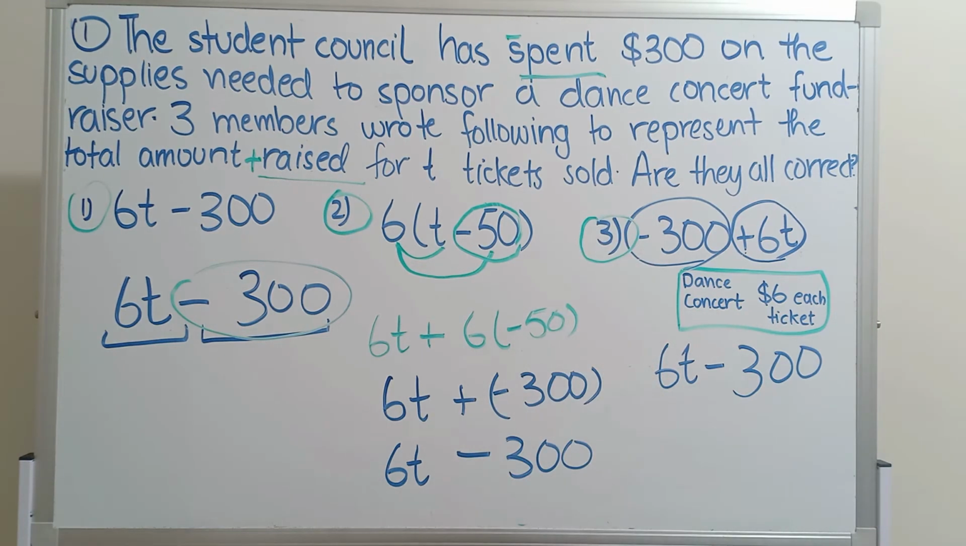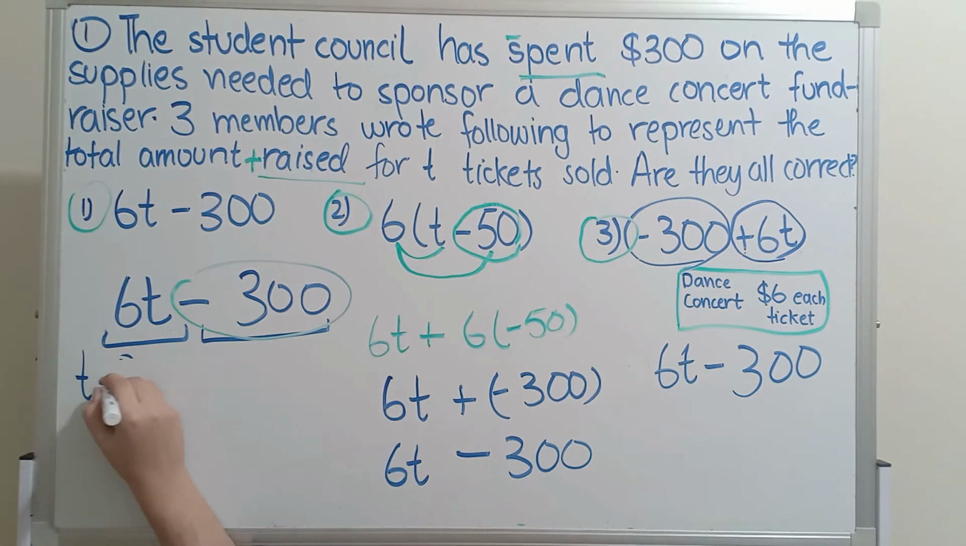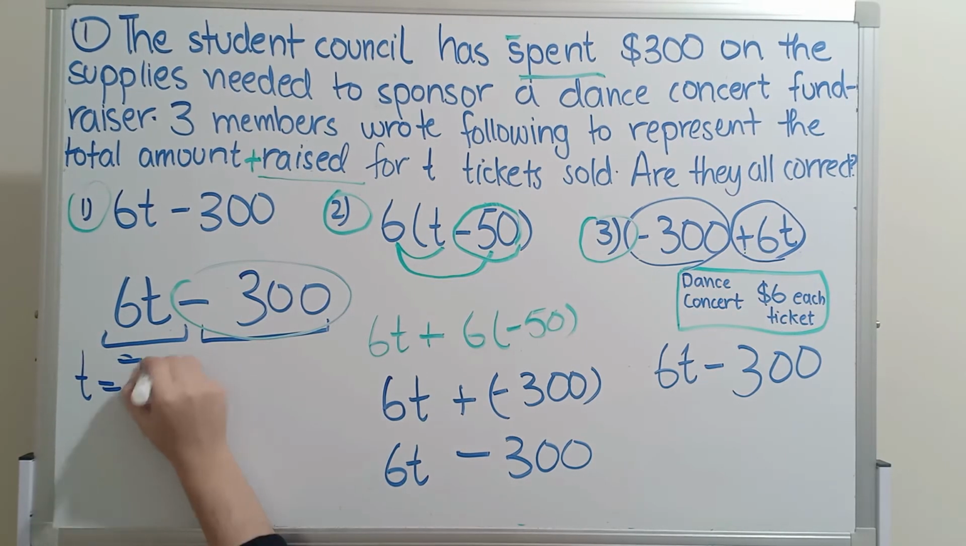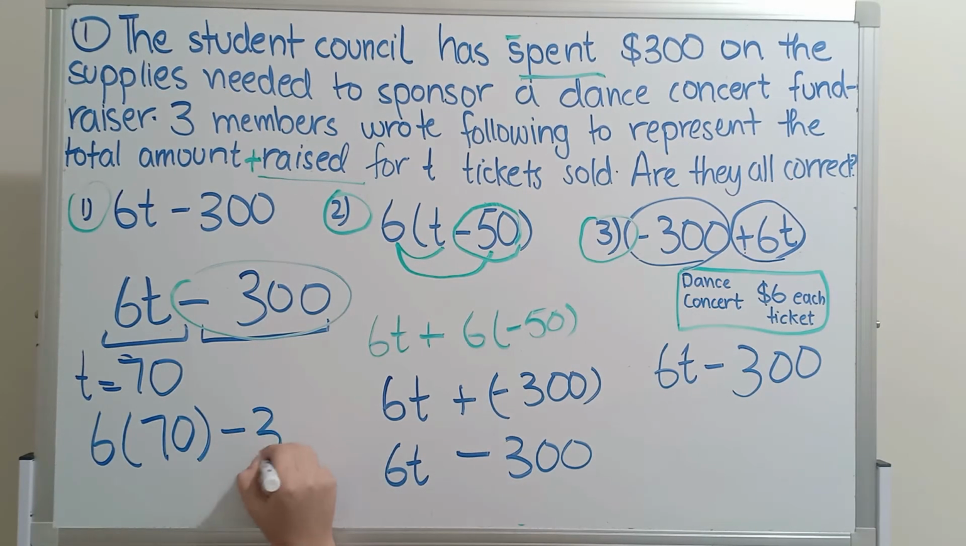Another way we can check these expressions is by substituting, or evaluating. Let's say T equals 70. So we have T equals 70, meaning 6 times 70 minus 300. When we do that, 6 times 70 is going to give us 420.